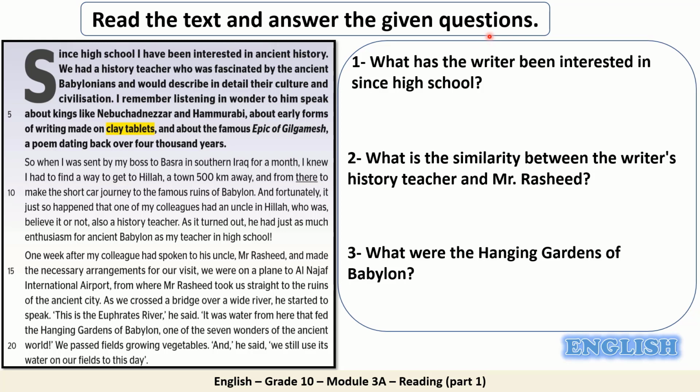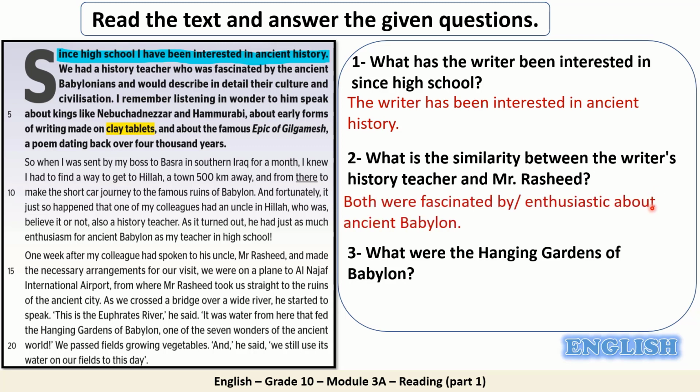Alright, let's check our answers together. What has a writer been interested in since high school? And the answer is, the writer has been interested in ancient history. This answer is quite evident in the first line itself. Number 2, what is the similarity between the writer's history teacher and Mr. Rashid? If you read the text well, I'm sure you got your answer. Both were fascinated by or enthusiastic about ancient Babylon.